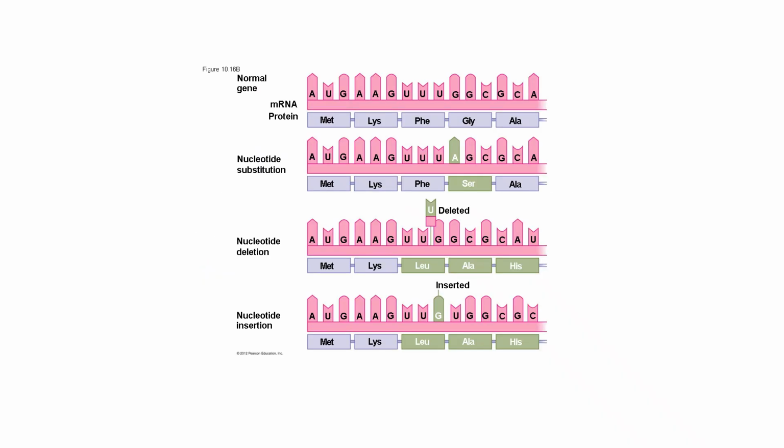This figure shows examples of point mutations, including substitutions, insertions, and deletions. Substitutions may change one amino acid, while insertions or deletions can shift the entire reading frame. Such mutations can profoundly affect the final protein product.